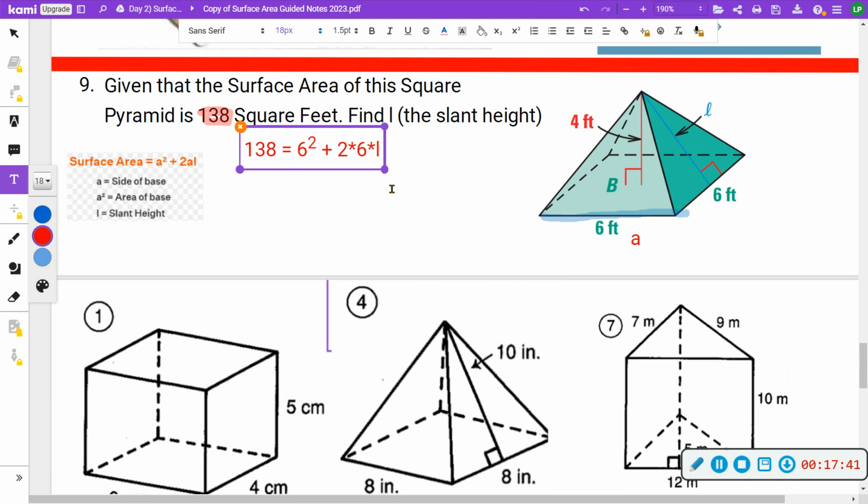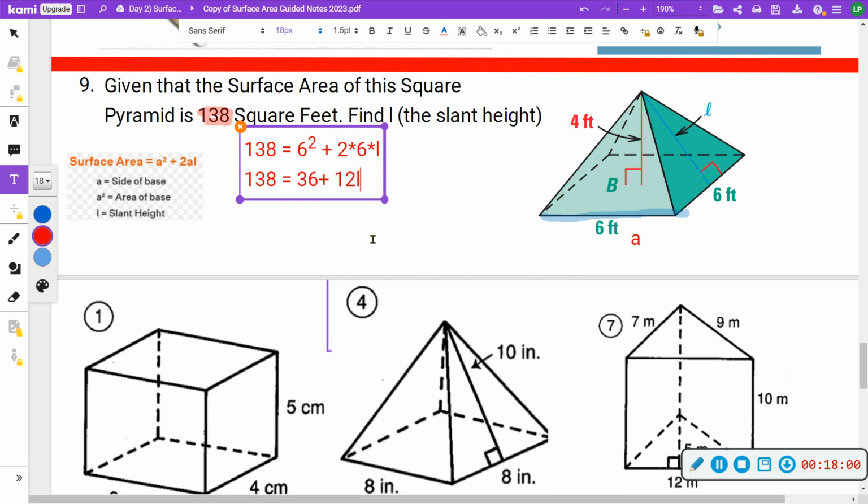And let's see, what else? Do I know the slant height? No. I don't need the 4 at all. That's just there to trick me. And so I have all numbers in one variable. I can solve this. 138. 6 squared is 36. 2 times 6 is 12.